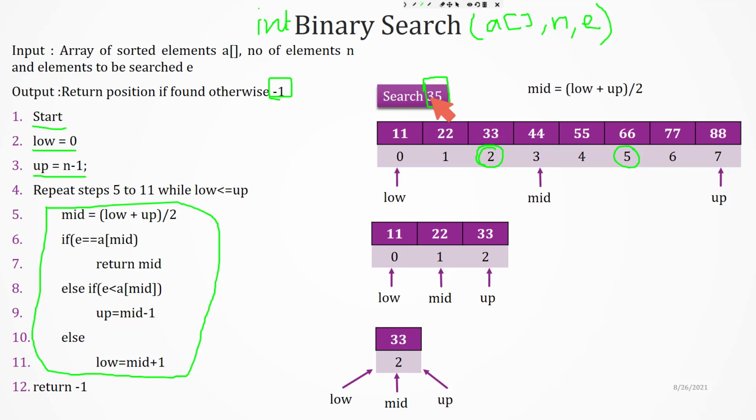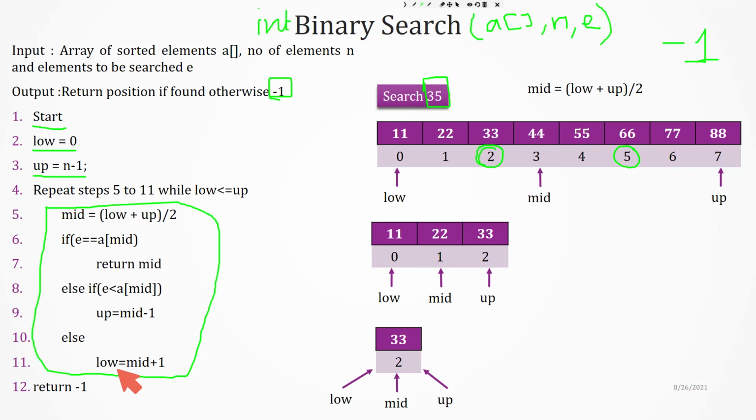Here I am searching 35. Anyway, 35 is not in this array, so in the end the function must return minus 1 because the element is not in the array. So while low less than or equal to up, low is 0, up is 7. 0 less than or equal to 7 is true, so it will execute these steps.